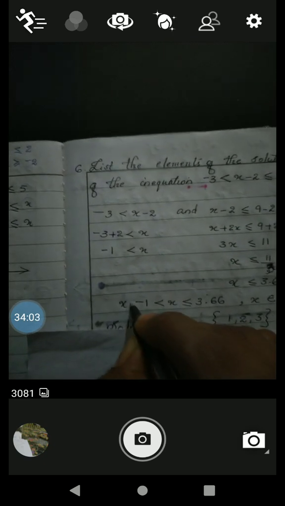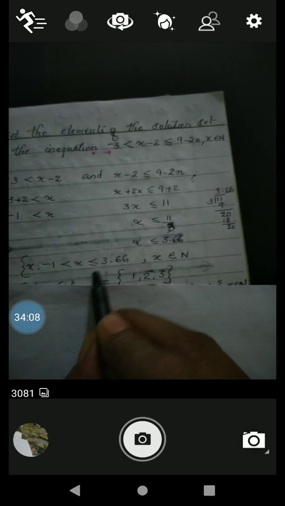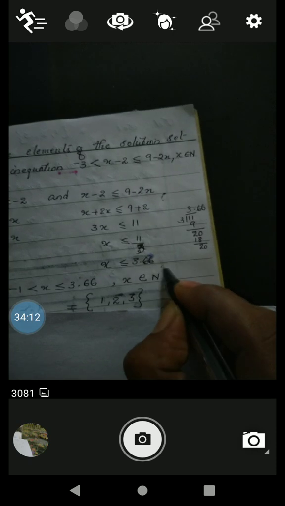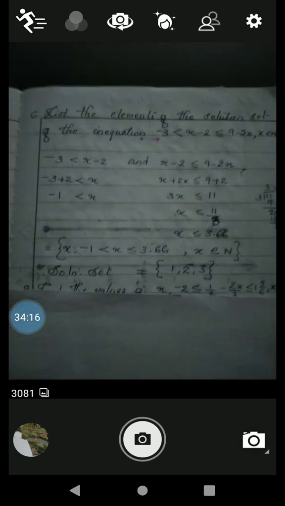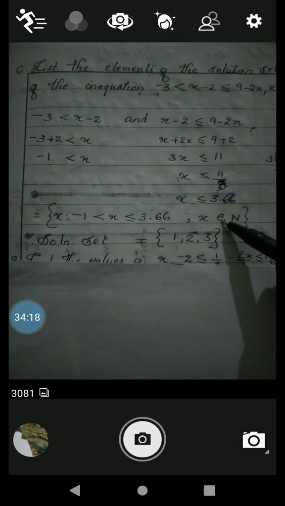If we write it in set builder form, how can we write the solution set? x such that minus 1 less than x less than or equal to 3.66, x belongs to N, close this curly bracket. This is also the solution set in set builder form, and you can represent these values on a number line. Next question. List the values of x.